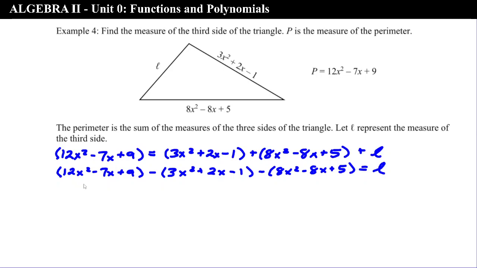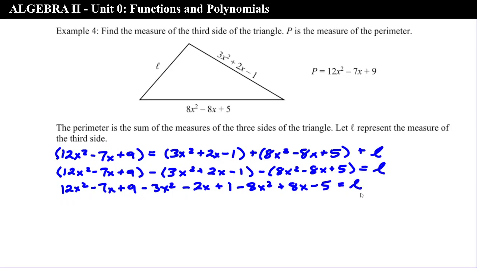Well, let's start off by distributing out the minus sign on these two polynomials, okay? So we'll start off with 12x squared minus 7x plus 9. Nothing's going to change with that one because there's nothing in front of it. But now we're going to distribute this minus sign. So we end up with minus 3x squared minus 2x plus 1, because a minus and a minus gives you a plus. And then on this last polynomial, we get minus 8x squared plus 8x minus 5. And that's still equal to L.